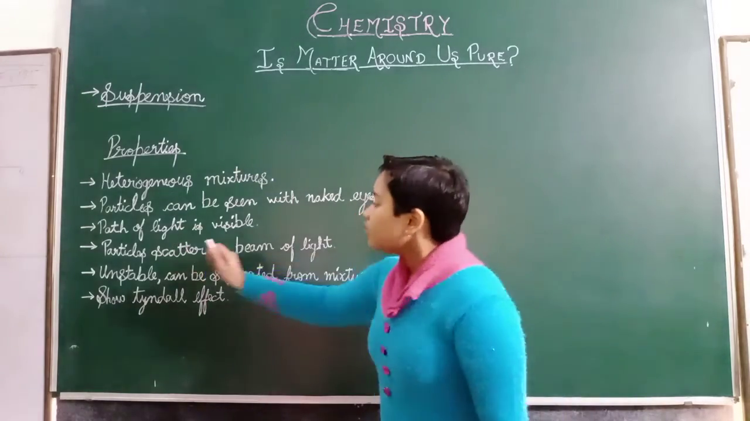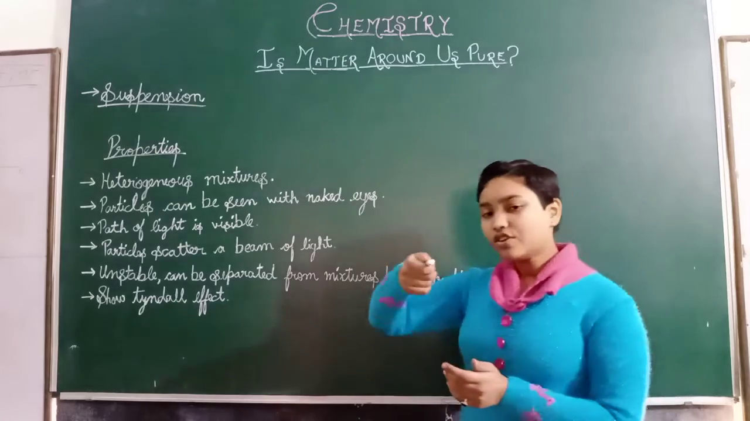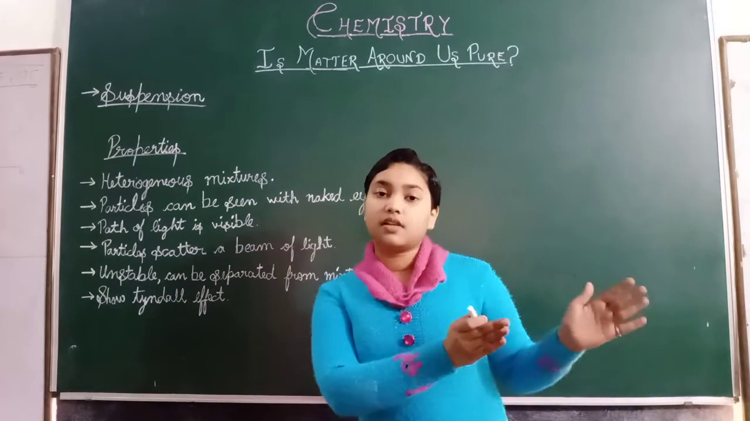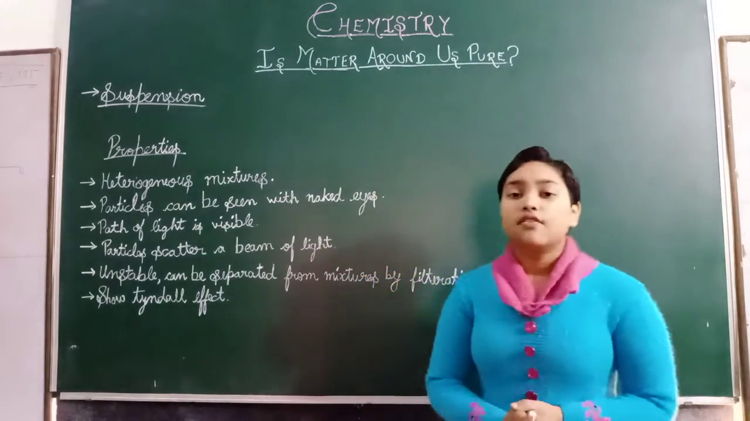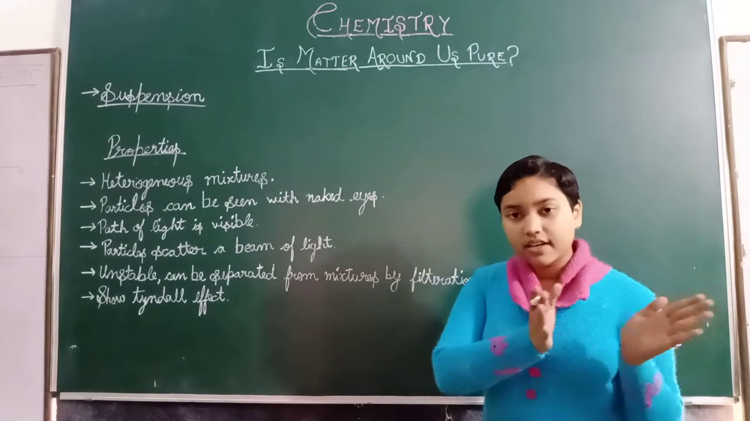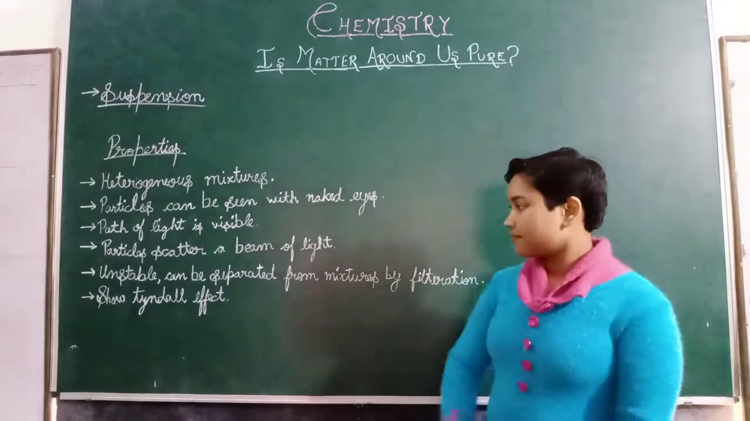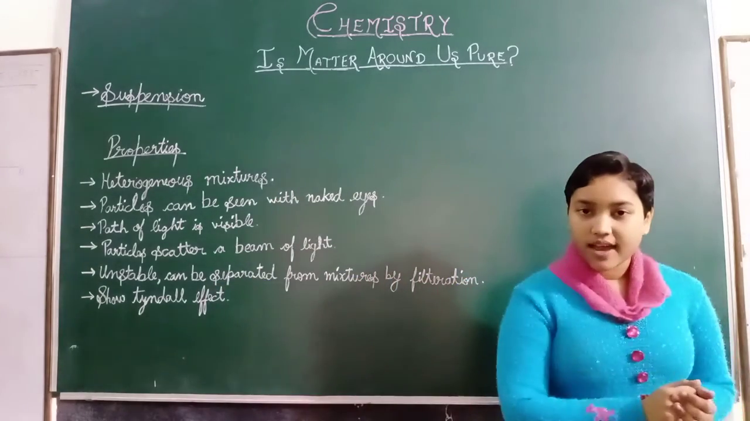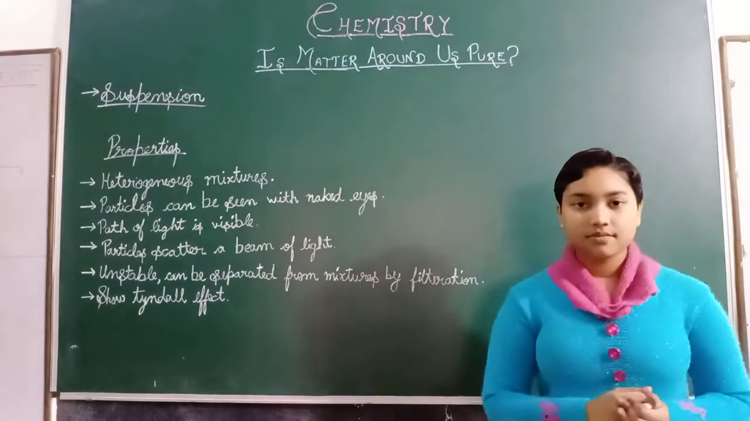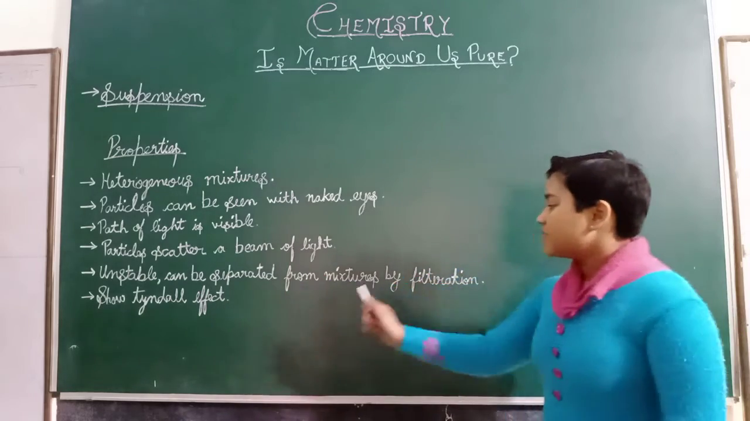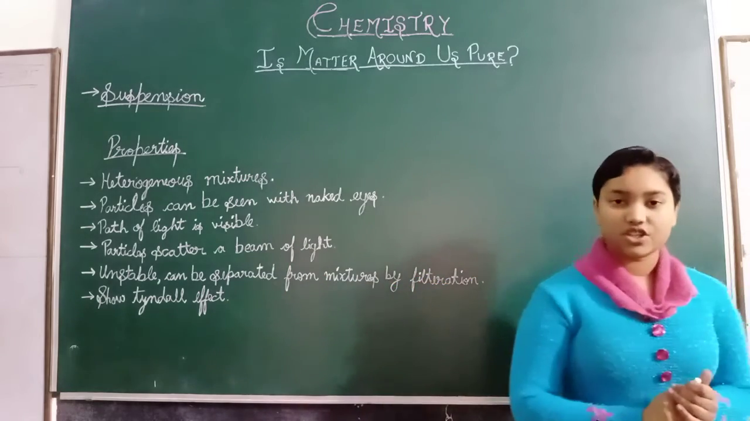Okay. The path of light is visible. When we shine a torch light, it is clearly visible. The path of light will be seen with our eyes. Particles scatter a beam of light. Also, suspensions are unstable mixtures and can be separated from mixtures by filtration.